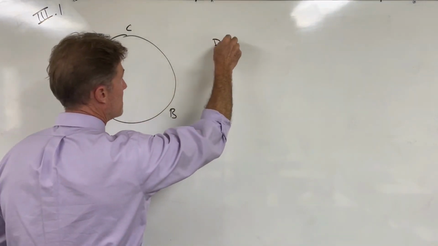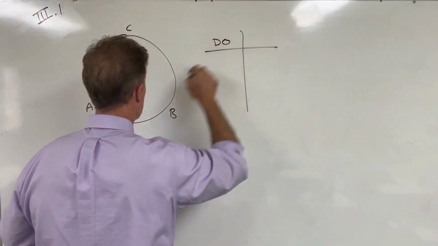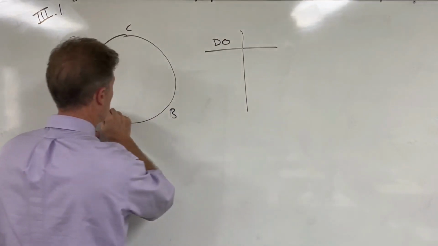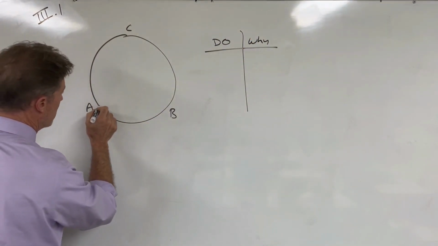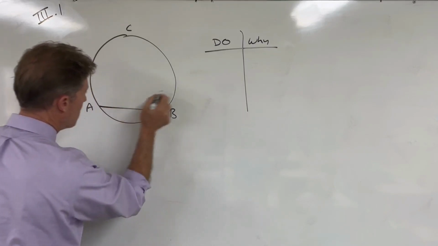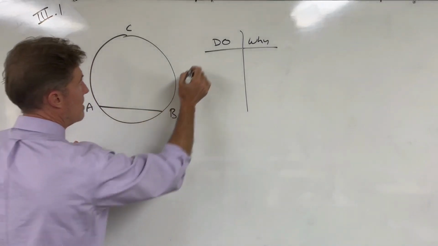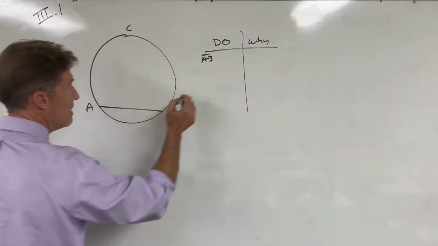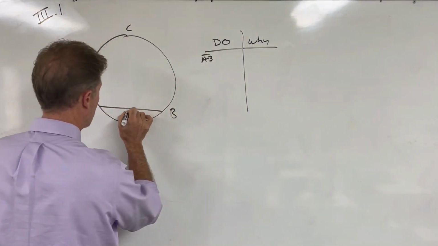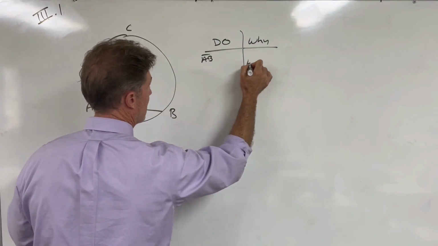So the first thing we're going to do is take any line at random here. So we're going to create a chord. We're just going to connect any two points of the circle with a straight line. So we're going to make AB. And we can bisect any given line. So we're going to then bisect AB.